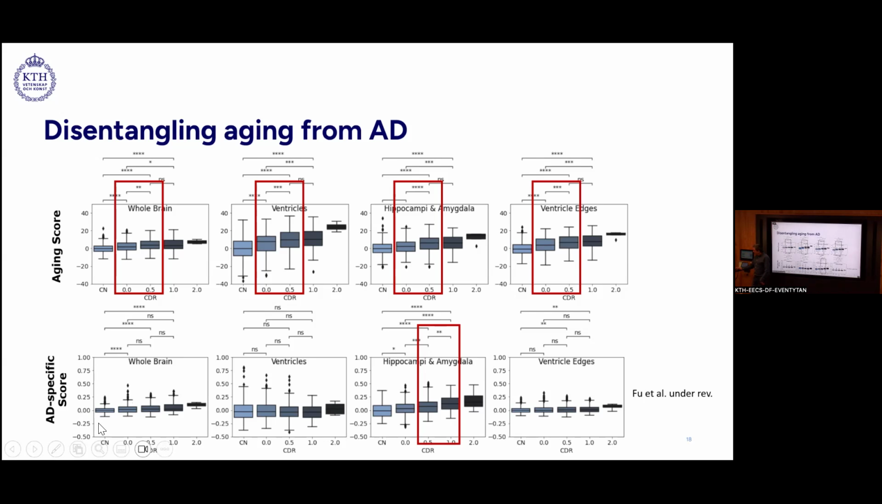In a way, you can think of this AD-specific score as a measurement of something different. Maybe this aging score, like more brain age, is more shrinkage of the brain or the cortex or the hippocampus, but here what you are measuring with this red arrow is more like twisting. So yeah, that was interesting. It's still work in progress there.